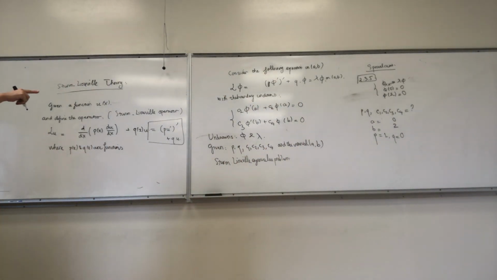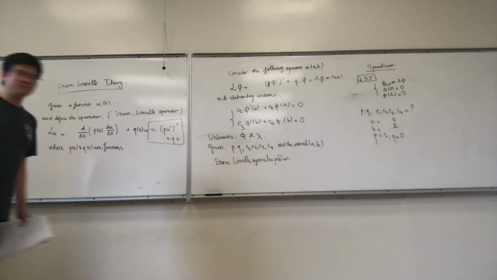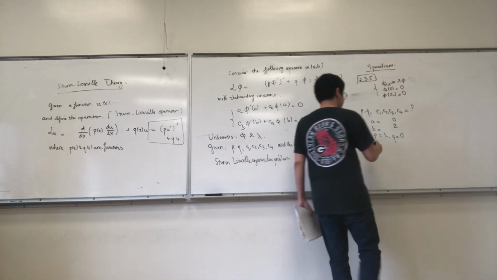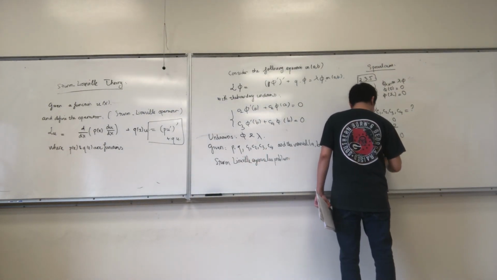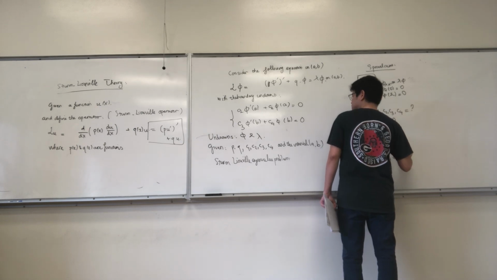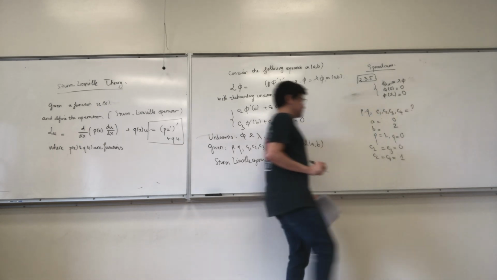Now, what are the values of C1, C2, C3, C4? C1 and C3 are 0, and then C2 and C4 are 1. So in this case, C1 and C3 are 0, and C2 and C4 are also 1, right?